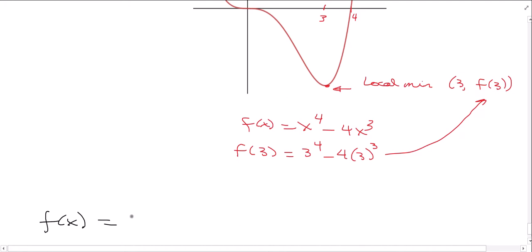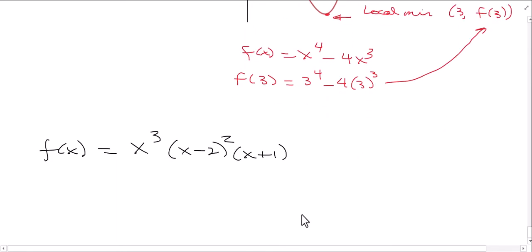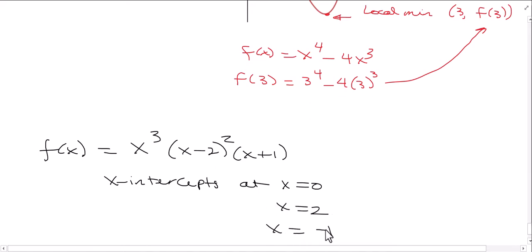But just really quickly to go back to the intercepts. So for example, if I said the function was x cubed times (x minus 2) squared times (x plus 1), what will the graph look like? I will have to know a lot more about this function, but just based on this, I know that we have x-intercepts at 0, the x cubed, at x equals 2, and at x equals -1.